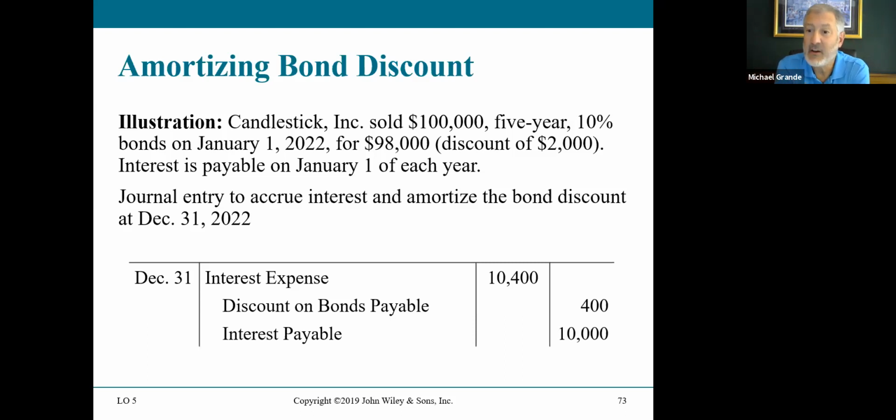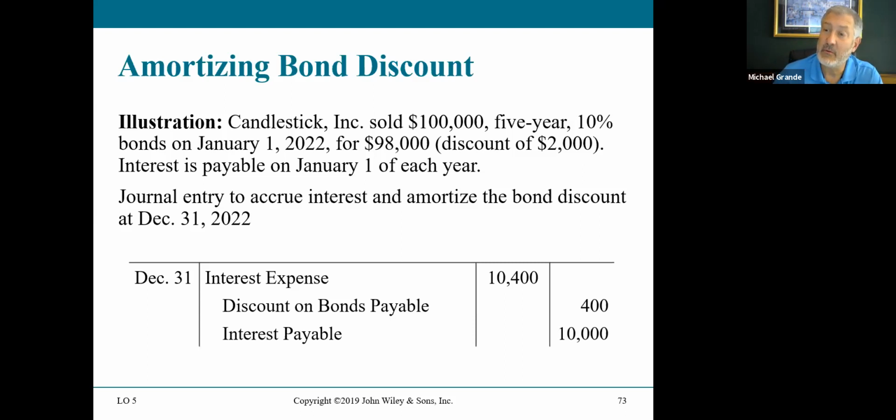However, because there is a discount here, the bond was issued at a discount. The interest expense, the carrying value is actually higher than the contractual rate. So when we amortize the bond, we amortize the discount. That $2,000 discount is amortized over a 5-year period. So $2,000 discount divided by 5 years, you're amortizing at a rate of $400 per year.